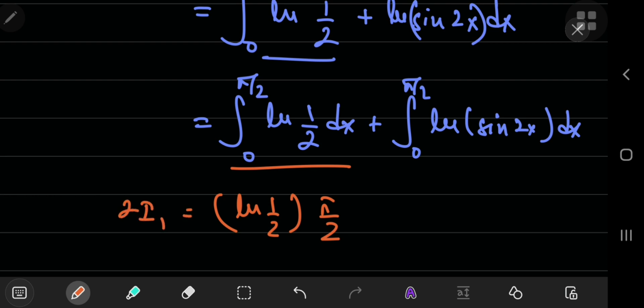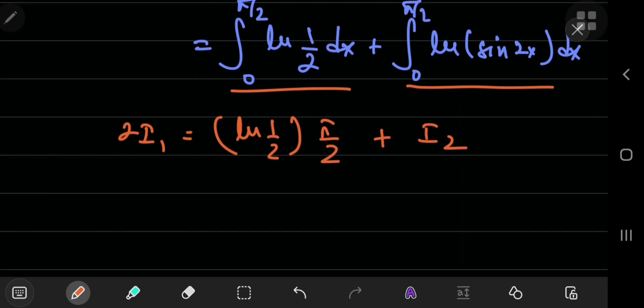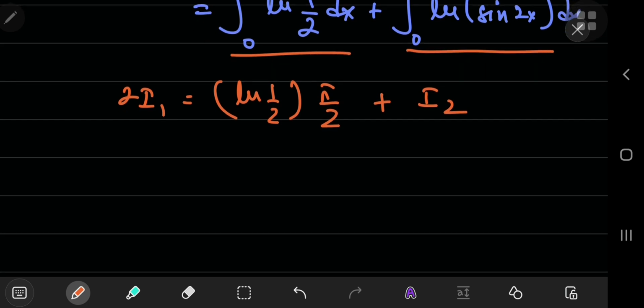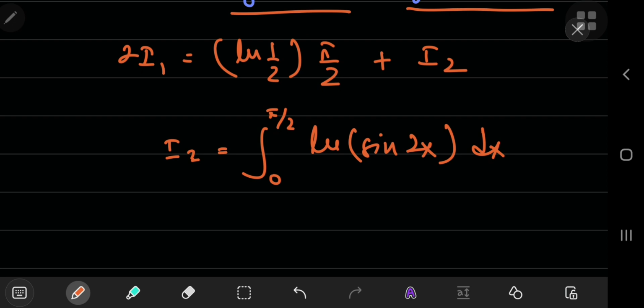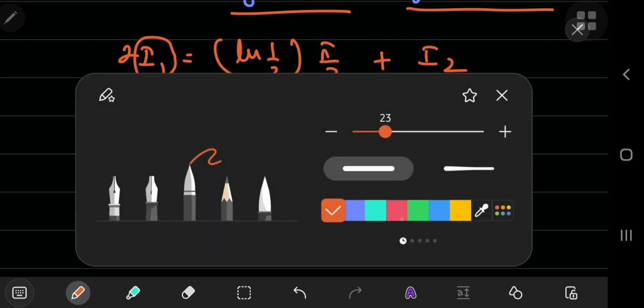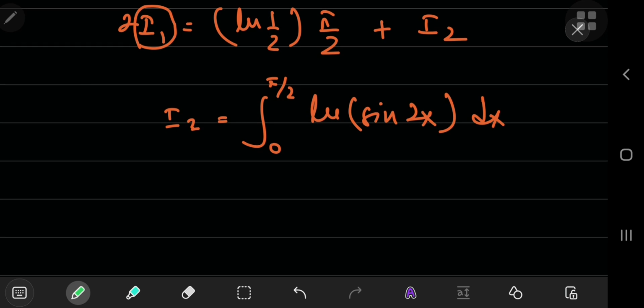And what about the other integral on the right hand side? Well, let's study this separately as an integral I2. And yes, we started off with one integral and now to solve it we need 2 more. So yeah, good for us. Anyway, so the integral I2 is the integral from 0 to pi by 2 of the natural log of sine 2x. Now believe me, this has plenty of similarities with the integral we're looking for, that is I1. And let me make that clear in just a few moments.